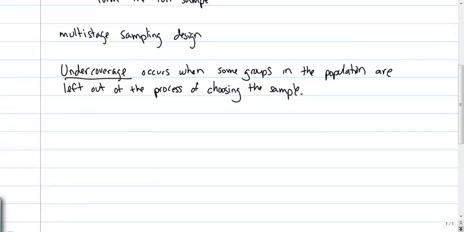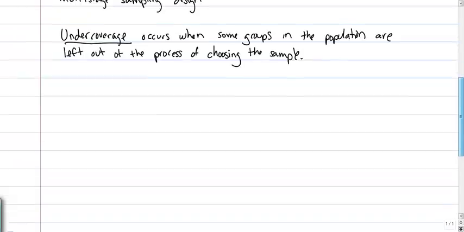So one of the cautions we have to be careful of is undercoverage. Undercoverage occurs when some groups in our population are left out of the process of choosing the sample. For example, let's say that you're taking a survey of the school, but there's half of the junior classes out on a field trip. Well, when you choose your sample, you're leaving them out. And maybe there's something important about those students that are more likely to respond one way or the other. And you don't want to leave those students out. So that's an example of undercoverage.